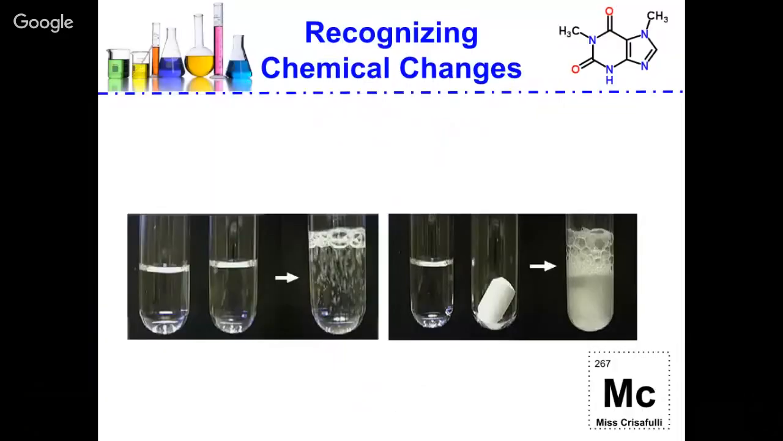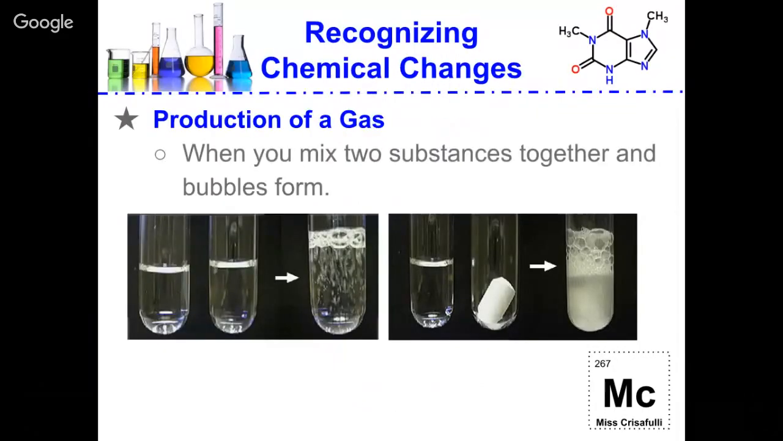The next one would be production of a gas. When you mix two substances together and bubbles form, that's an automatic identifier that a chemical change has happened. In the picture on the left, we have two liquids that we mix together, and you can see there's bubbles in the final test tube. And in the one on the right, we have a liquid and a solid. When we mix those together, bubbles are also forming.